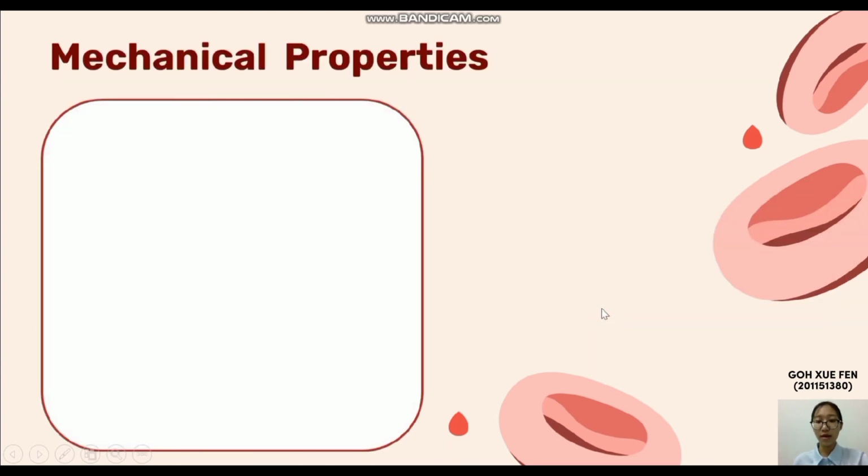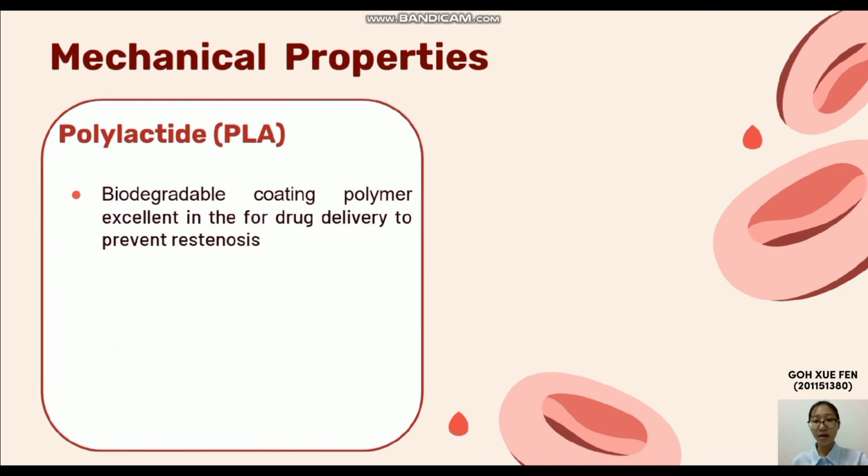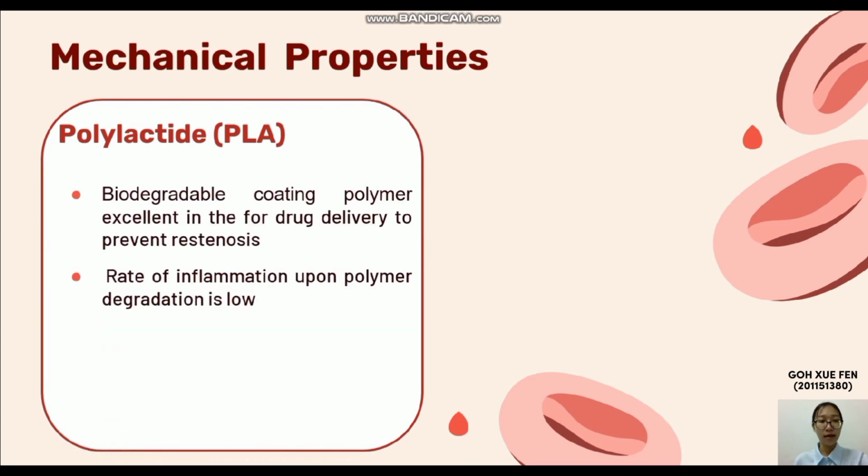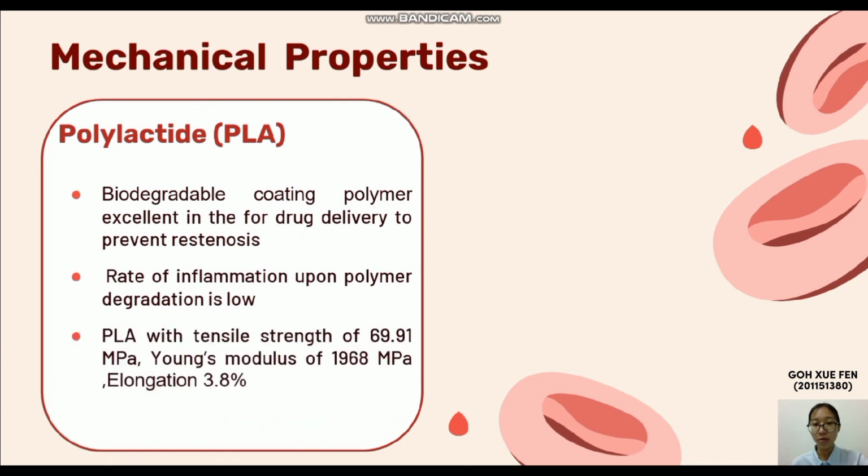The next consideration in the mechanical property of why we choose the polylactide is that polylactide is a biodegradable coating polymer. Excellent for drug delivery to prevent the restenosis and inflammation, the polymer degradation is low. The polylactide has a tensile strength of 69.91 megapascal, a yield modulus of 1568 megapascal, and an elongation of 3.8%.